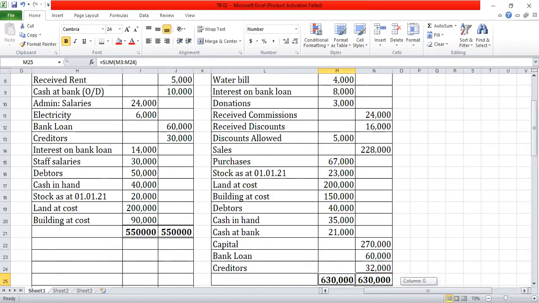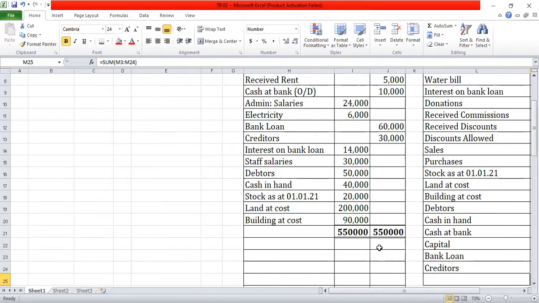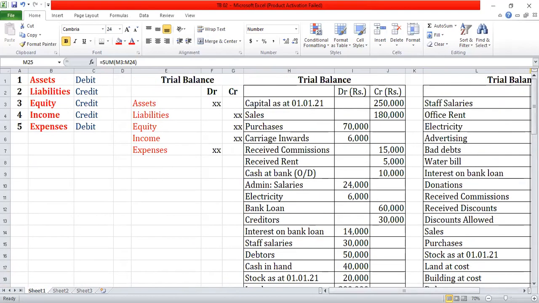Okay, Sanuka, very good. Always remember, that's very simple, of course. Move to this theory. Assets in the debit column, liabilities in the credit column, income, equity in the credit column, expenses in the debit column.